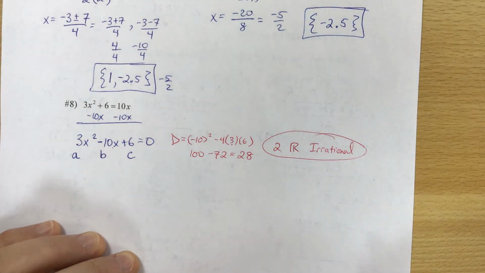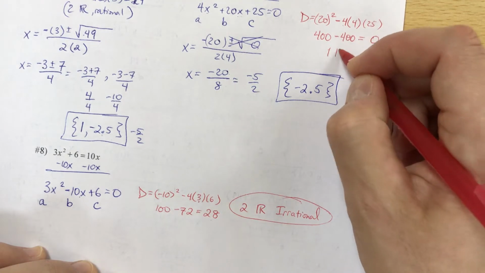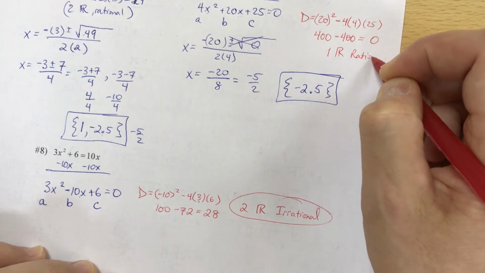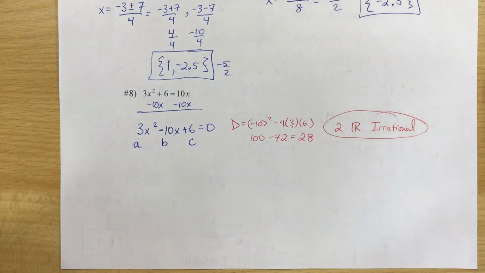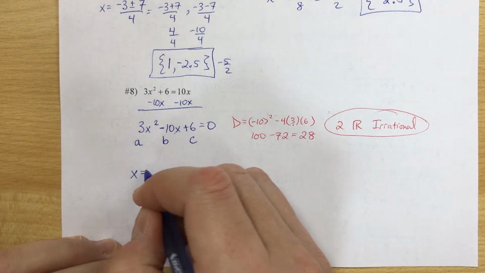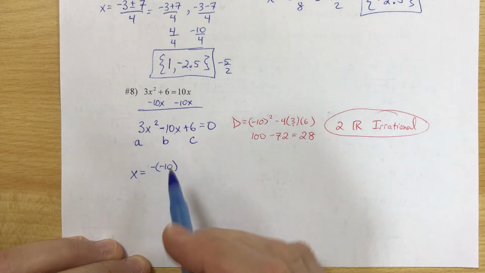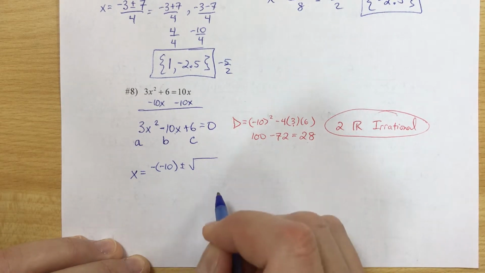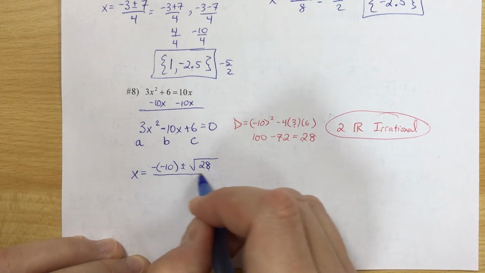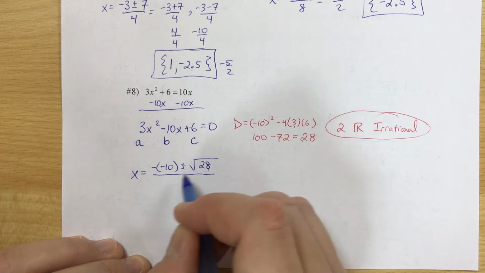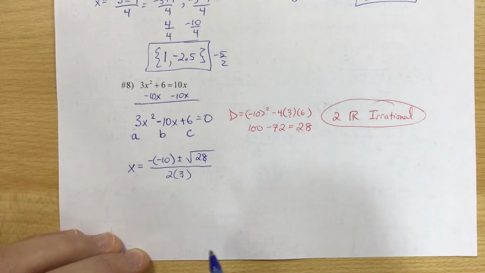And I didn't write it in the last one, but I should have put here, this is one real rational solution. Okay, so the equation, x equals opposite b. Be careful, it's the opposite of negative 10, plus or minus the square root. Now the discriminant is 28, so I can put that there. b squared minus 4ac, all over 2, and the a value is 3.